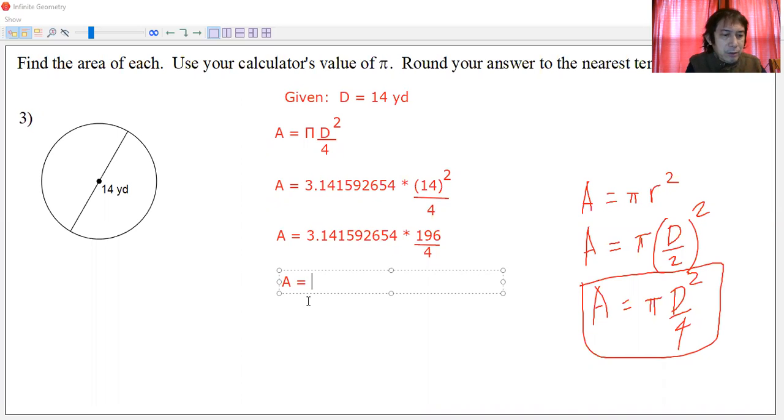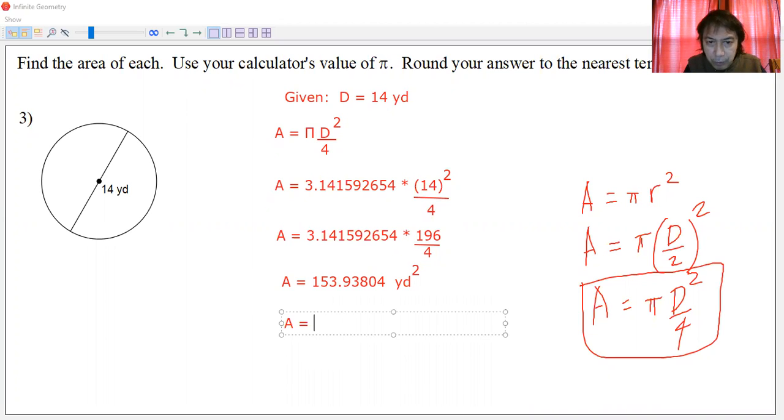And our answer is 153.93804. And the unit will be square yards. This will be, of course, square yards like that. Now we shall round our final answer to the nearest tenth. This will remain 153.9 square yards.